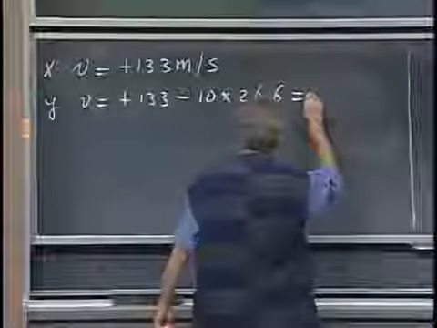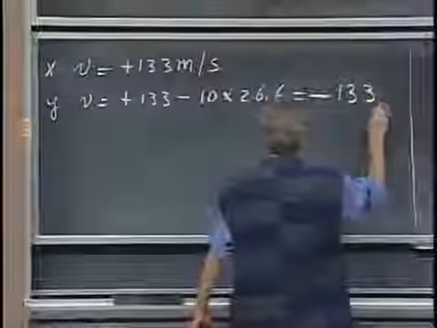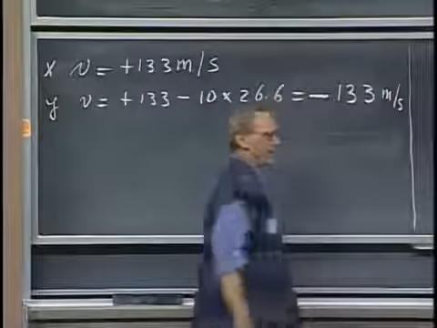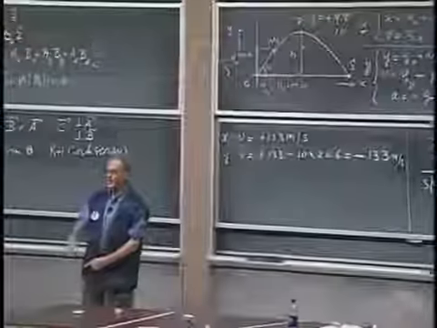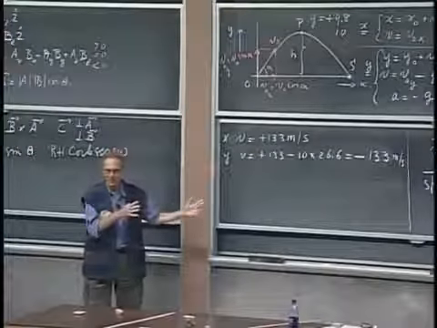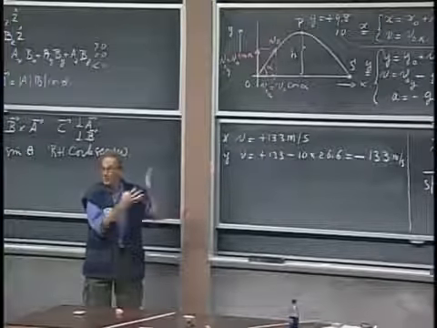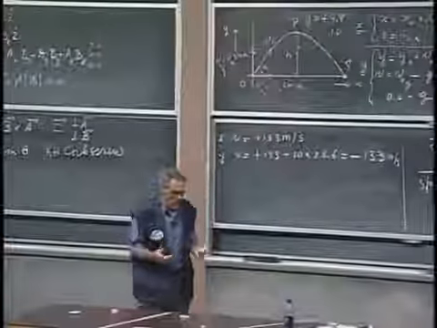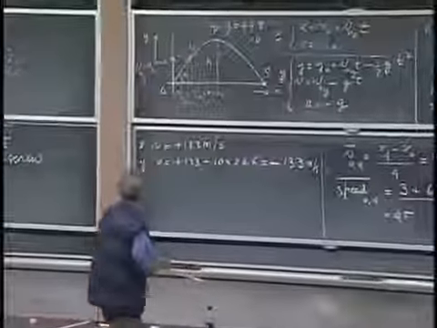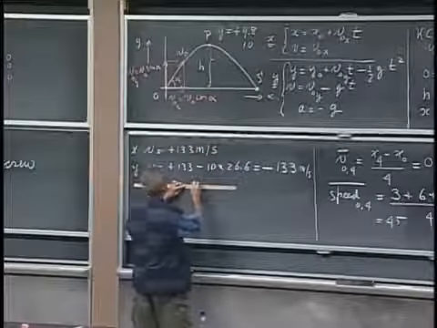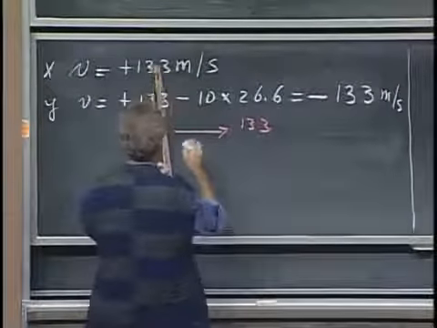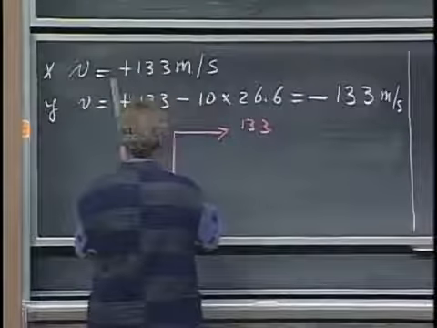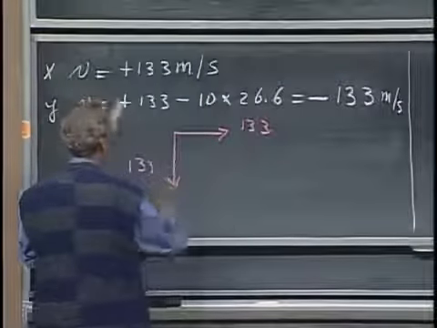And what do I find? Minus 133 meters per second. The velocity in the y direction started off plus 133, but now it is minus 133. You see, this is sign sensitive. This is wonderful. That's the great thing about treating it that way. So you now know that it comes in with a velocity of 133 in the x direction, positive 133, and 133 in the minus y direction.